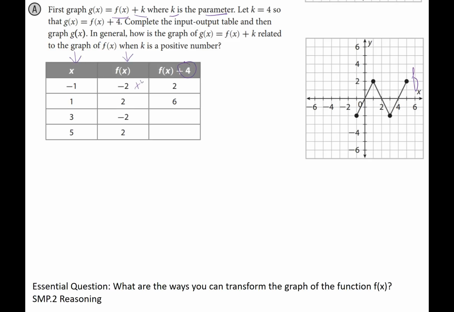So when we add 4 to negative 2, we get 2. When we add 4 to 2, we get 6.